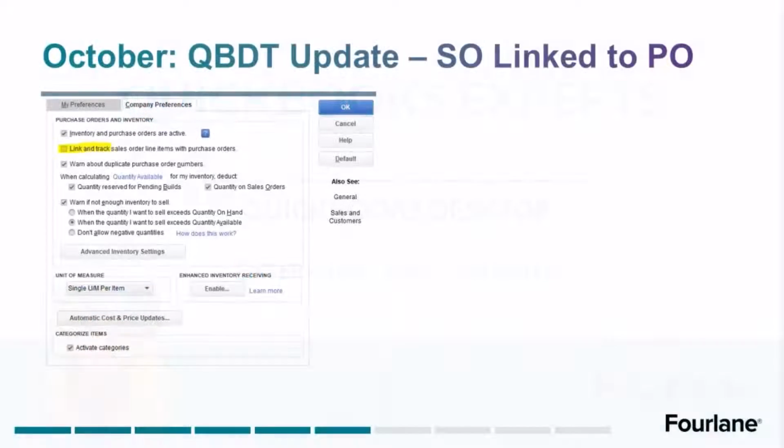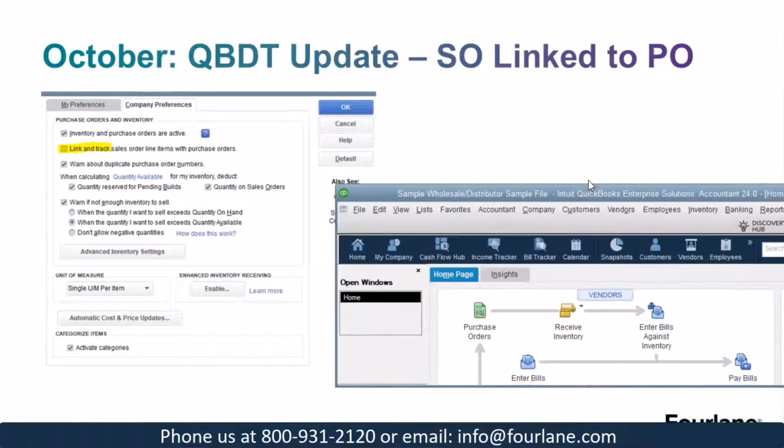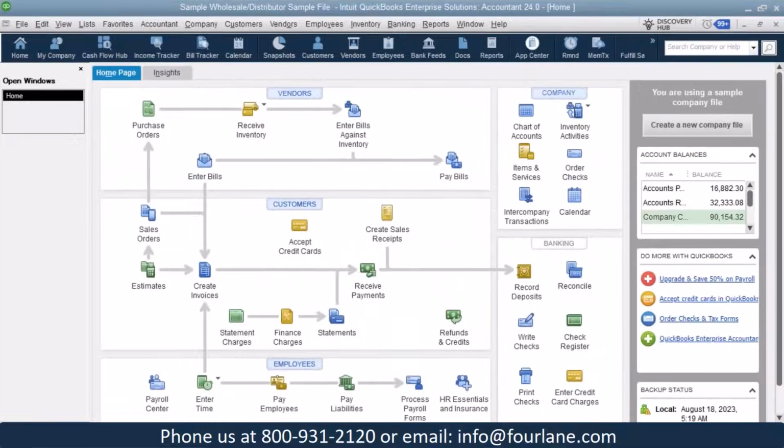So this is something that we have been asking for years. So let's hop on over and look in product at what this looks like. Sales orders connected to purchase orders. So when would we use this? All right, so this is only in 24, by the way, and it's only available in Enterprise, of course.